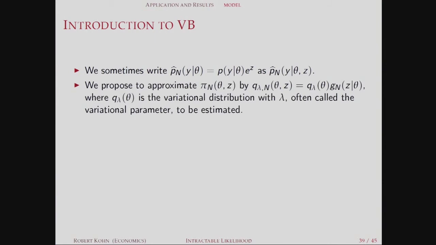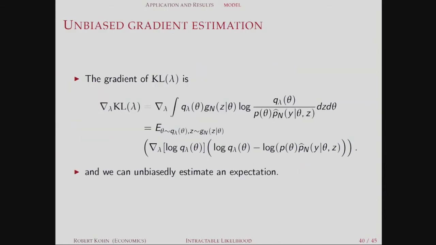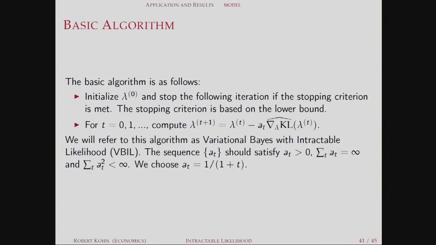So basically we propose to approximate pi of n theta z by variational Bayes. So instead of pi of theta, we've got q of lambda, and we have to estimate the parameters. So q of lambda theta is a variational distribution, and lambda is often called the variational parameter. And the VB with intractable likelihood, what we're trying to do is estimate lambda in such a way that we minimize the Kullback-Leibler distance between q of lambda and pi n, which is the intractable likelihood that we'd really like to work with. And the gradient of KL is this, and we can unbiasedly estimate its expectation. And then we have an algorithm that iterates on lambda, just like many stochastic approximation algorithms do.